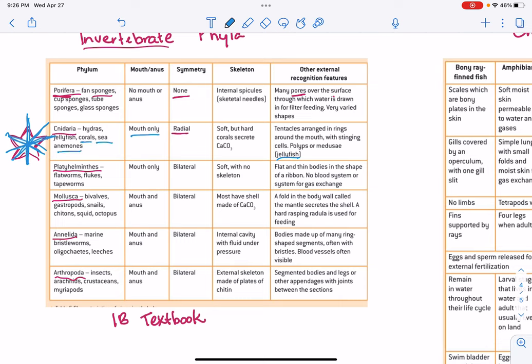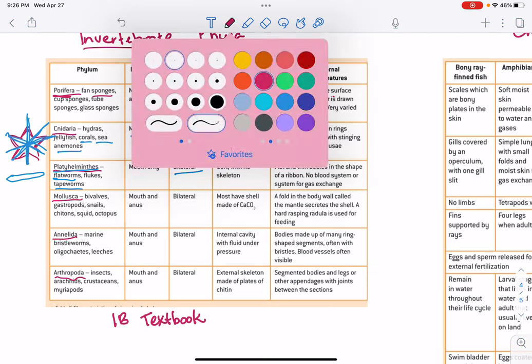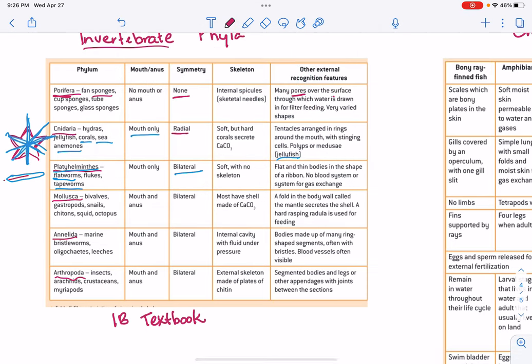Okay. Platyhelminthes is essentially a type of worm. We have flatworms and tapeworms. They have bilateral symmetry. So if we have our little wormy worm, we could bisect them, cut them in half, and they would be symmetrical on both sides. They're soft, they don't have a skeleton.